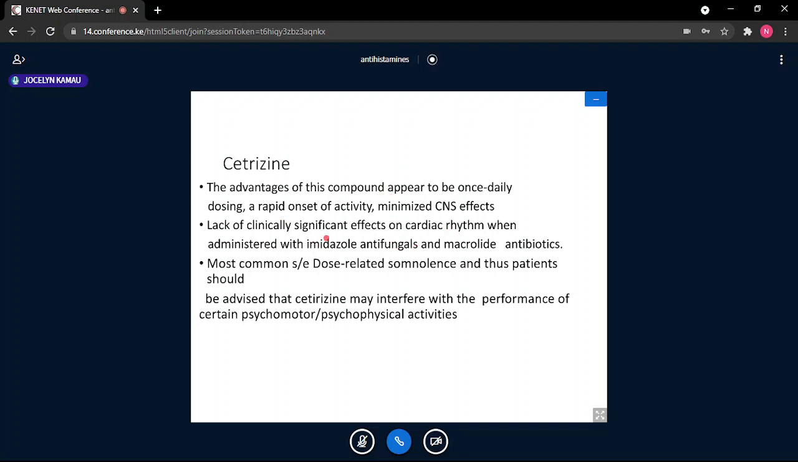Some of the drugs like the imidazole antifungals, and we will find that there are some drugs like terfenadine, astemizole, we will see they have a cardiac rhythm toxicity and therefore are not very safe. So it has lack of clinically significant effects on cardiac rhythm when administered with imidazole antifungals and macrolide antibiotics. Why I've mentioned this is that it's a safe drug. You can take it even with imidazole antifungals like ketoconazole.